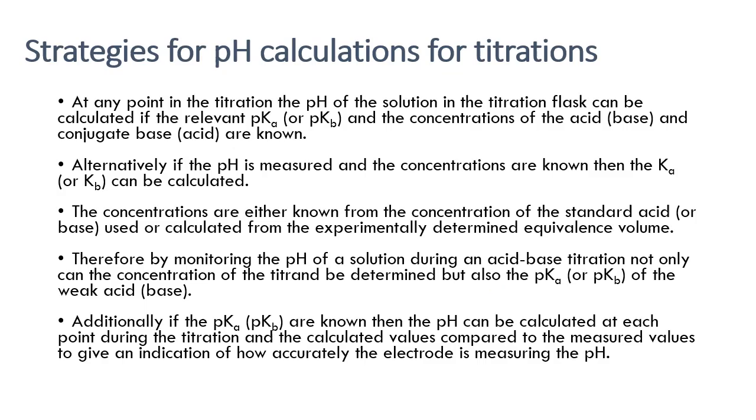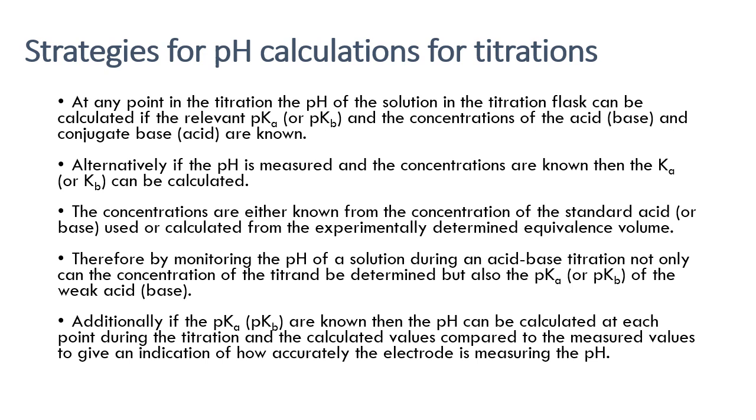So just quickly going over some strategies for when you're doing your pH calculations. At any point in the titration, the pH can be calculated if you know the relevant pKa's or pKb's, and if you have the concentrations of the acids and bases and their conjugates. Now, alternately, you can measure the pH, and if you know the concentrations, then you can figure out what the Ka or Kb of your acid or base will be.